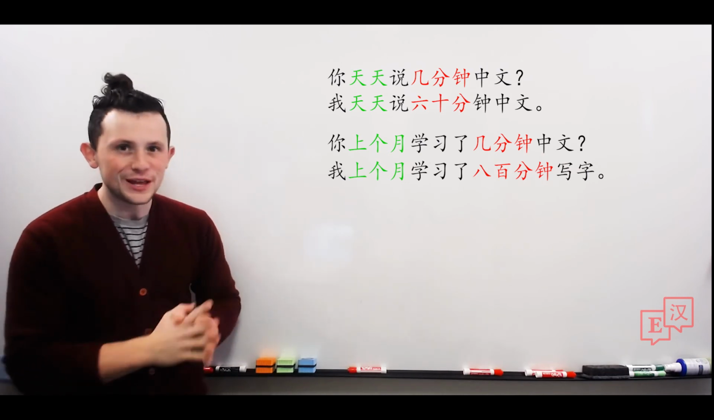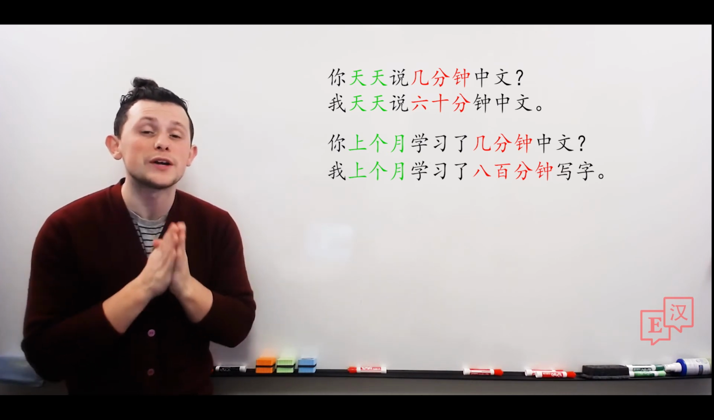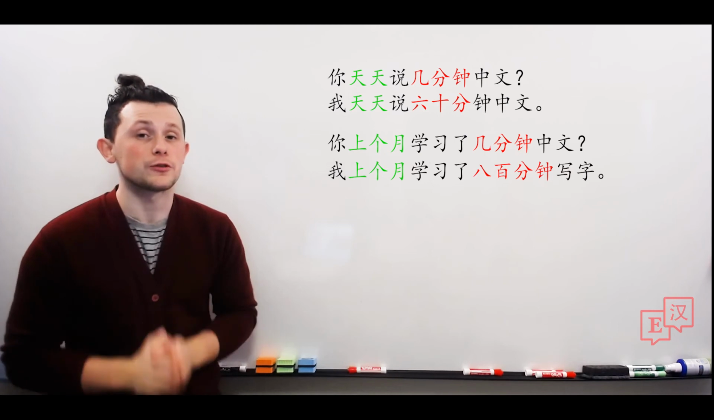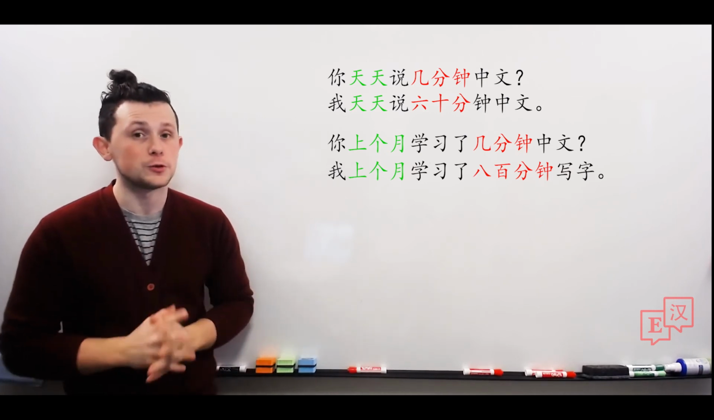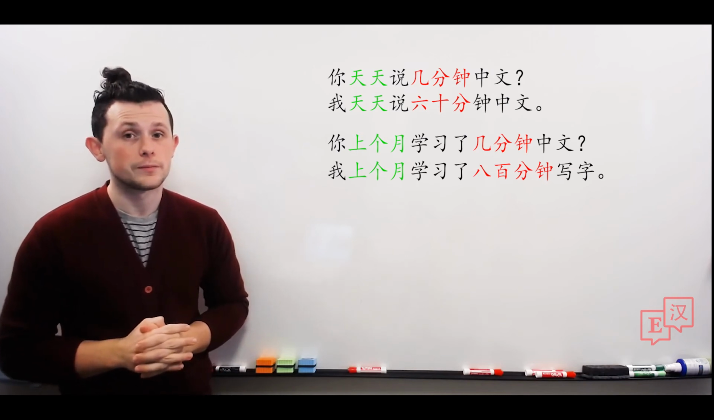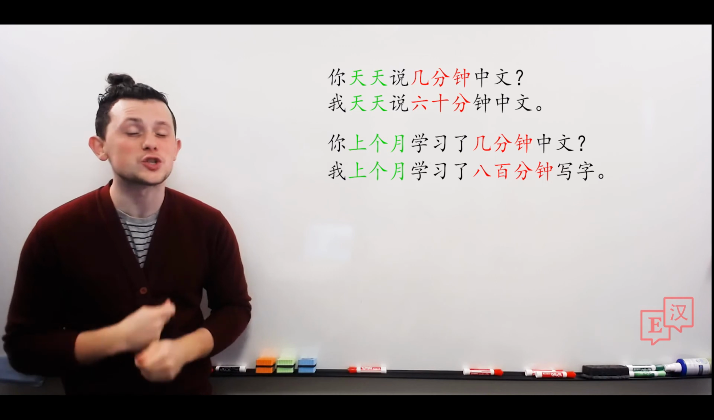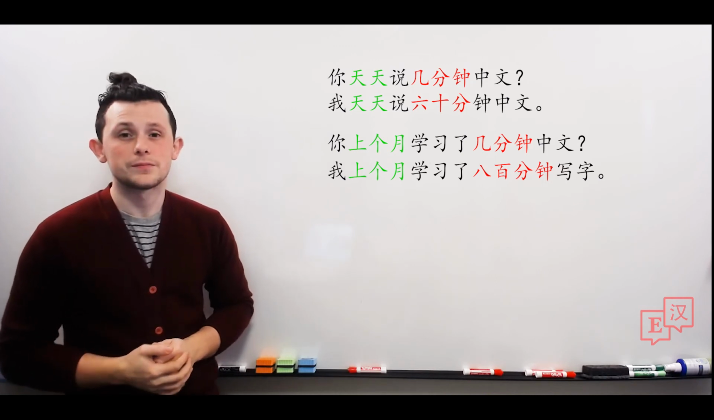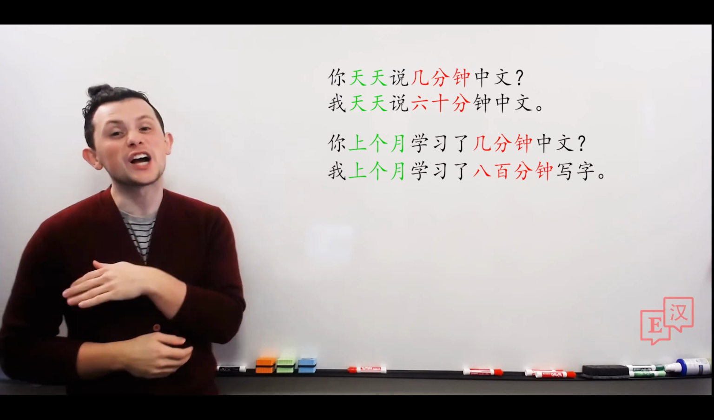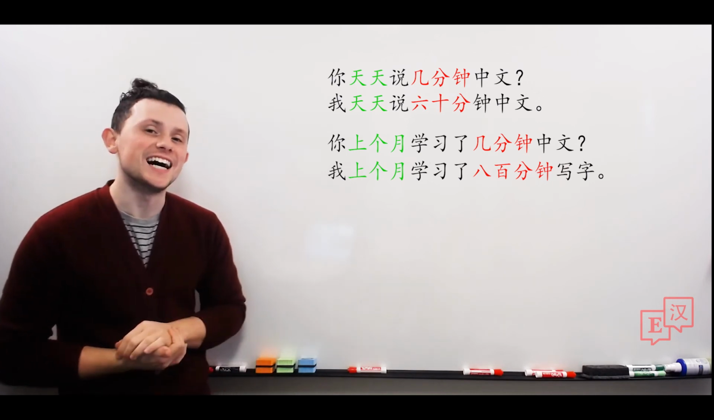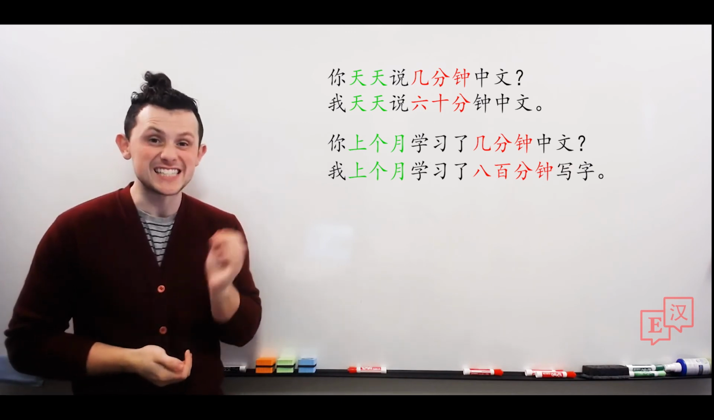I hope this doesn't feel like we're hitting it dry, but the purpose here is to draw out the fact that duration must go after the verb. If you do not follow this rule, it will cause a lot of confusion for Chinese speakers. It's not that they're trying to be obstinate or trying to be difficult, it just will not make sense. So one last time. 我上个月学习了800分钟写字.